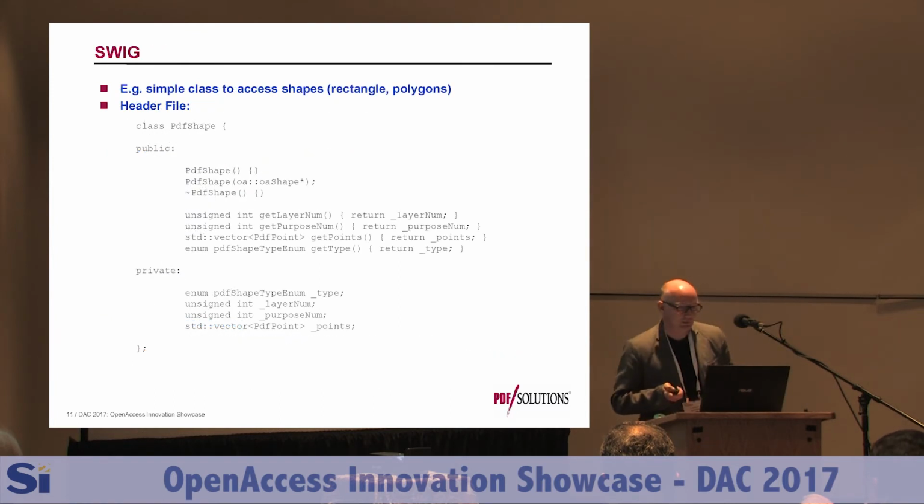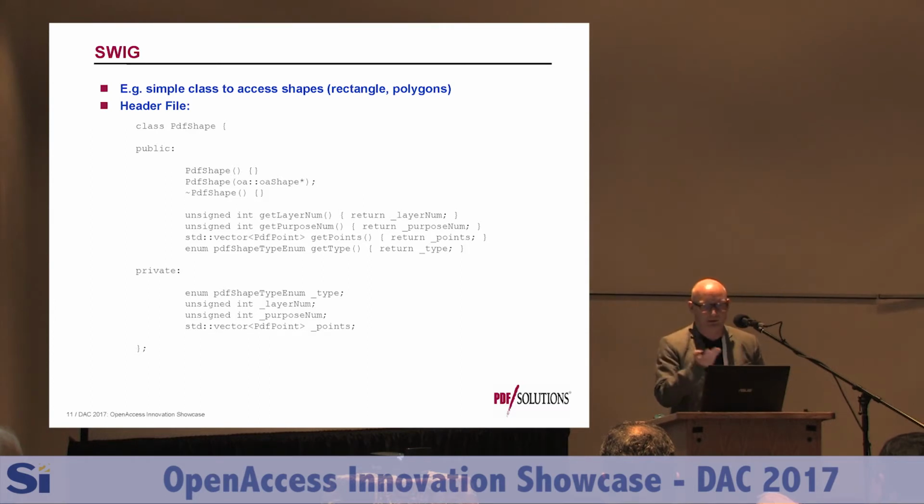Okay, let's look at just one little example of how easy this can be. For instance, if you want to read shapes like rectangles and polygons in Go through that Swig interface, we have to define, for instance, what I call a PDFShape. The constructor takes an OpenAccess shape, and then I have accessors which give me the layer number, the purpose number, all the points, and the type, whether it's a rectangle or a polygon.